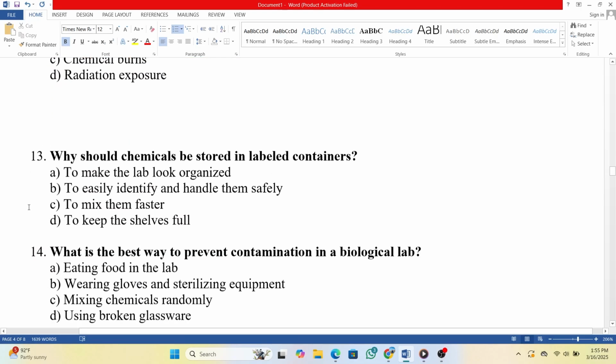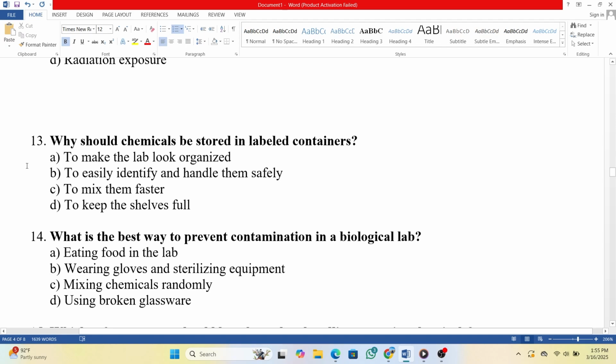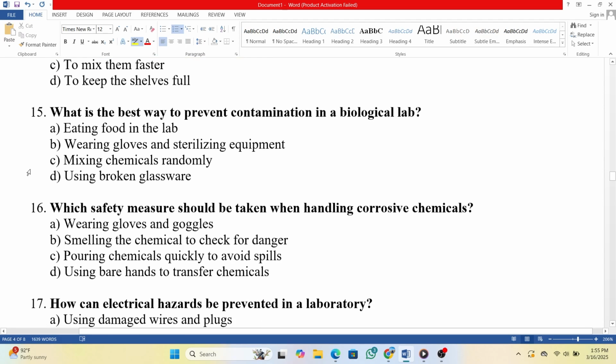D. To keep the shelves full. Answer, B. 15. What is the best way to prevent contamination in a biological lab? A. Eating food in the lab. B. Wearing gloves and sterilizing equipment.